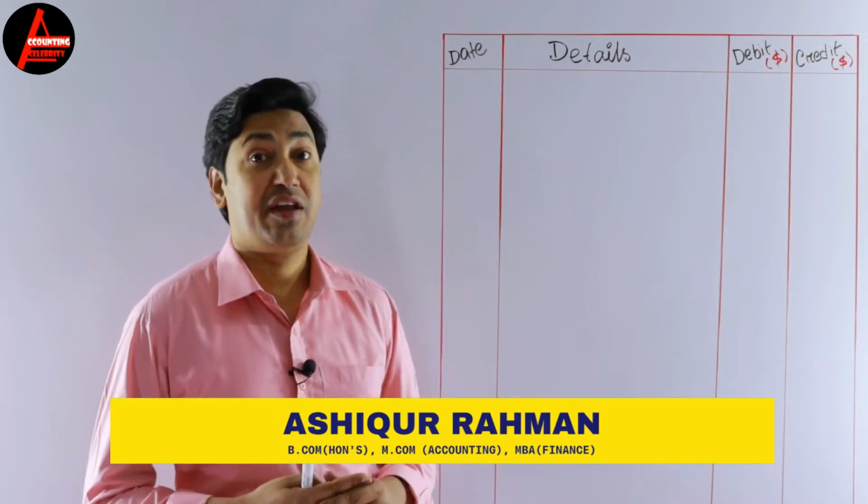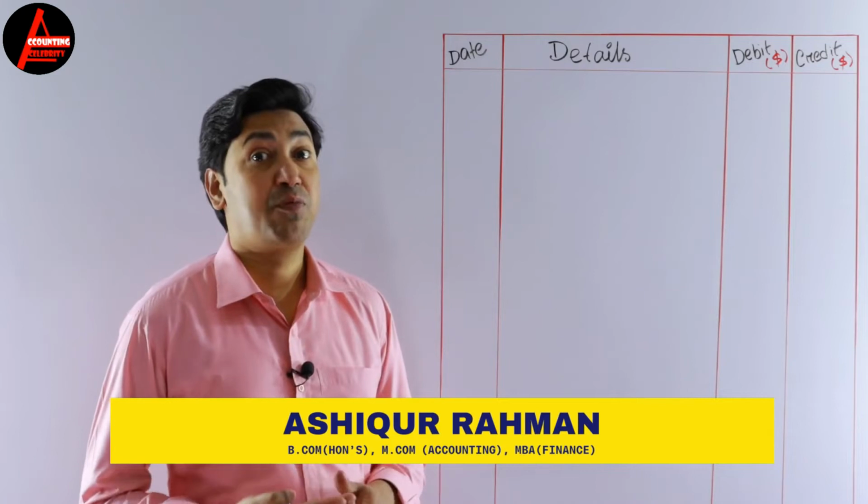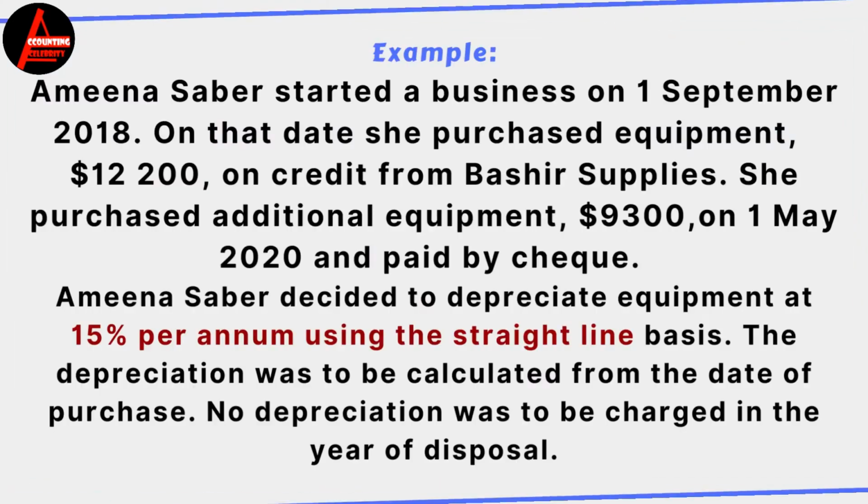Today we will follow an example question and I'll show you how to make some journal entries for the disposal of non-current asset. Okay, so here let us have a look at the question on the screen.